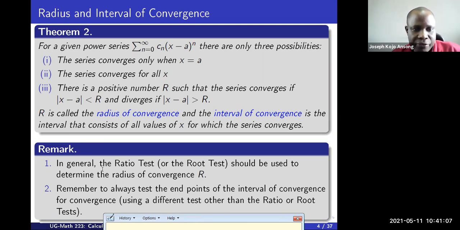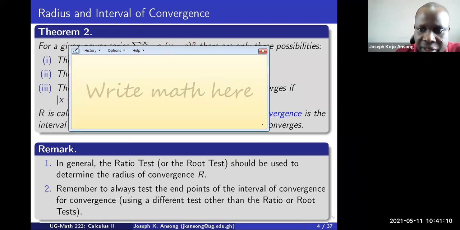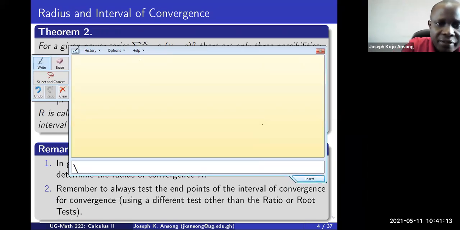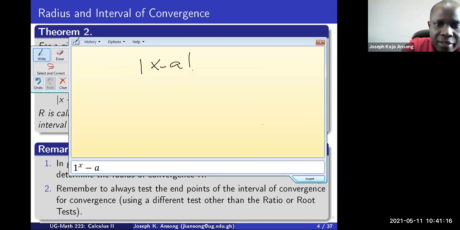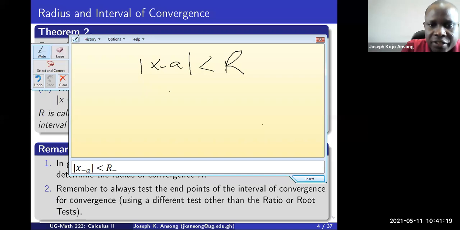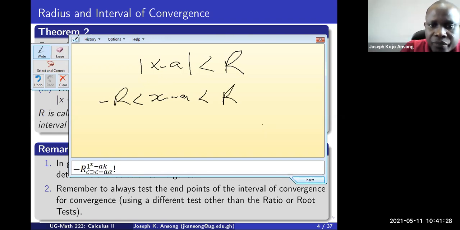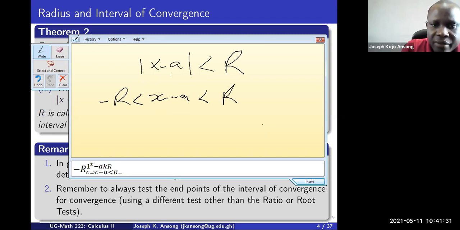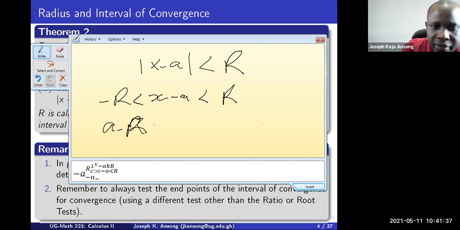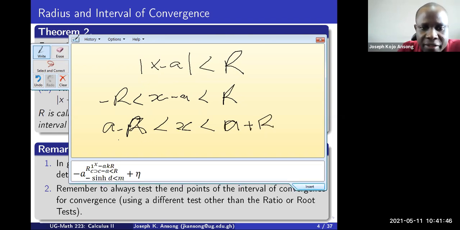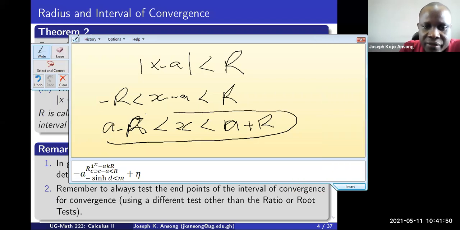Okay, and if you have the interval, this is what the interval means. It says that the interval of convergence is the absolute value of x minus a less than r. Of course, this means that x minus a, right, lies between negative r and r. Okay, and then if you add a to both sides, that means that a minus r is less than x less than a plus r, right? So x lies in this interval. So that is the interval of convergence.